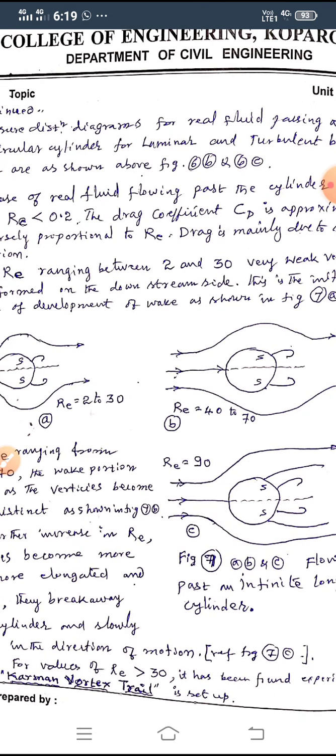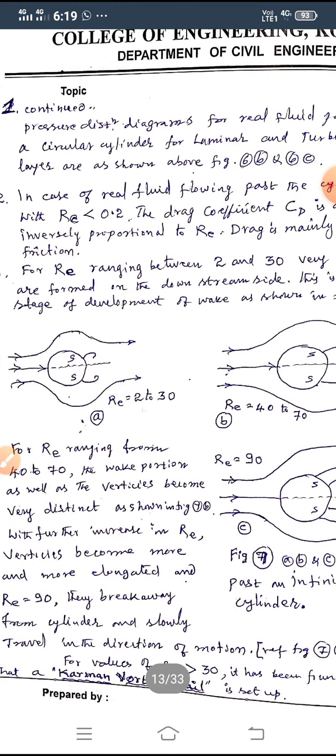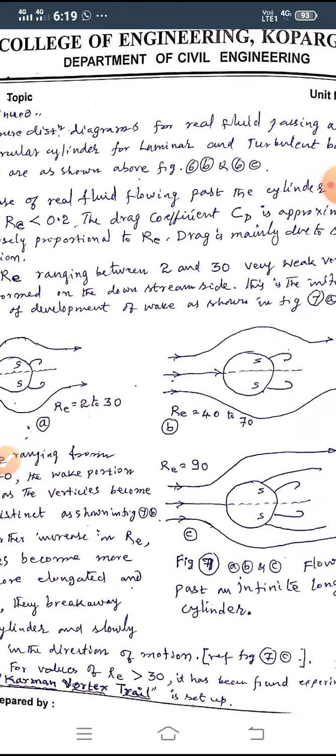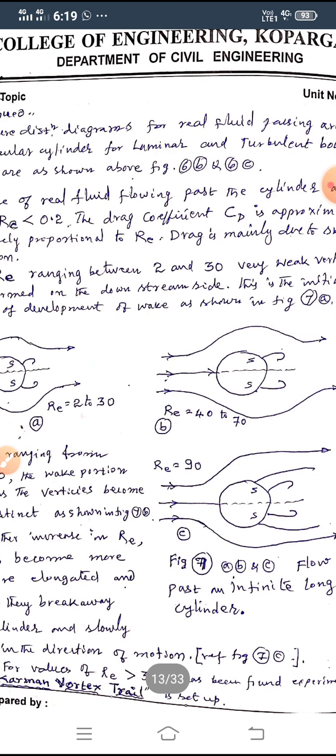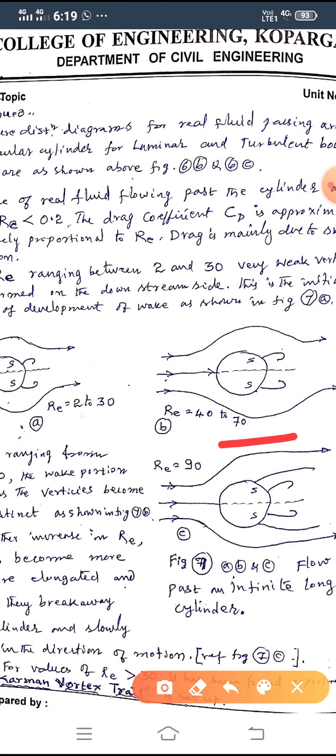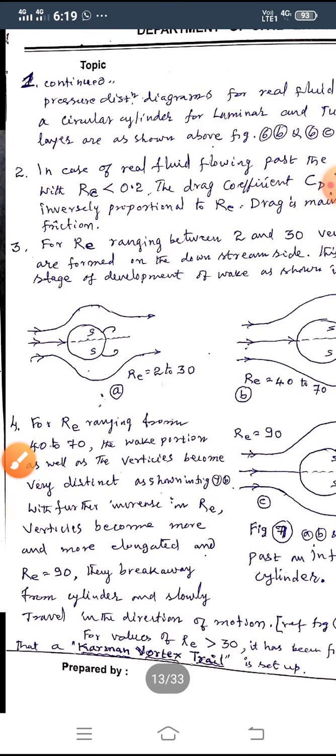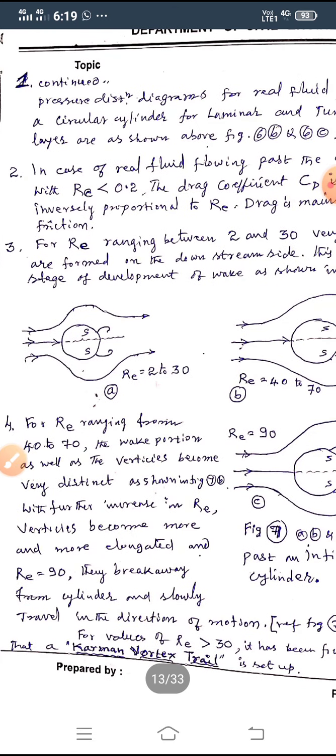When Re is ranging between 2 and 30, very weak vortices are formed. This is the initial stage of formation of vortices. And then in this figure you can see when Re is equal to 40 to 70, the vortices become more distinct than the previous one. On further increasing the value of Re, the vortices become more and more elongated.